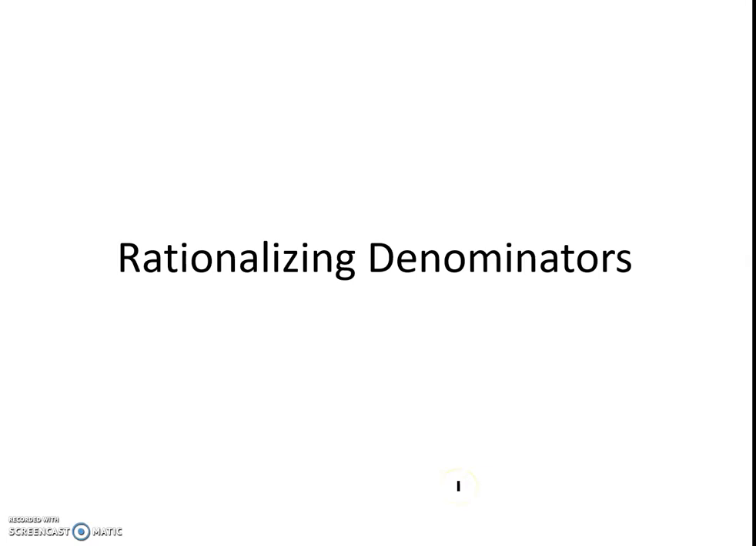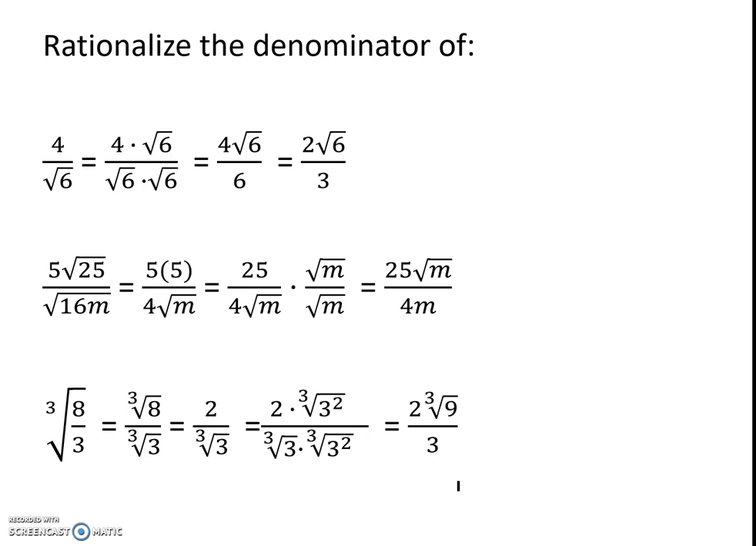Today we're going to be looking at rationalizing denominators. Our first example is 4 divided by the square root of 6. In order to rationalize the denominator of the square root of 6, we take it times itself, which simply removes the radical, and we're left with 6 in the denominator.